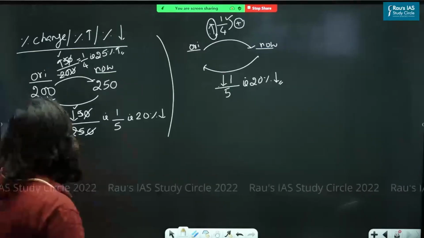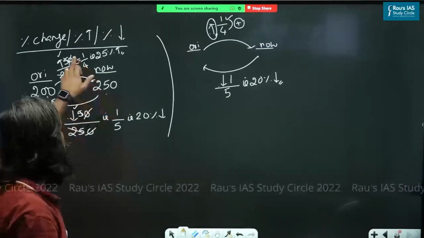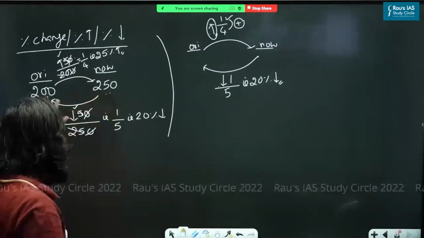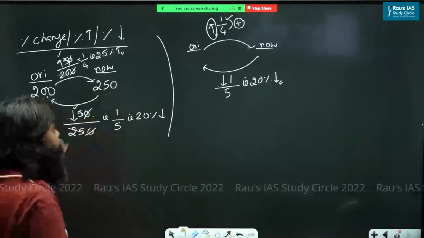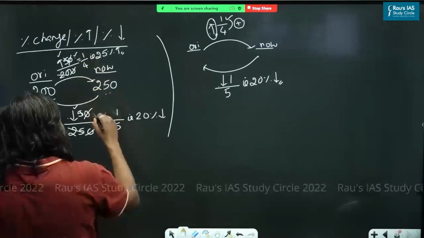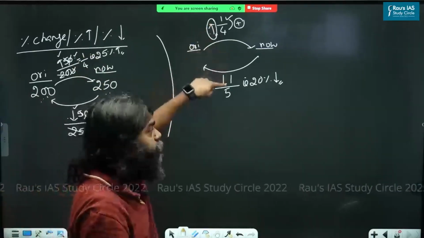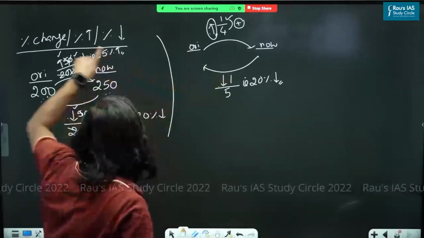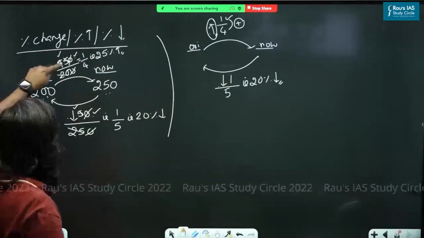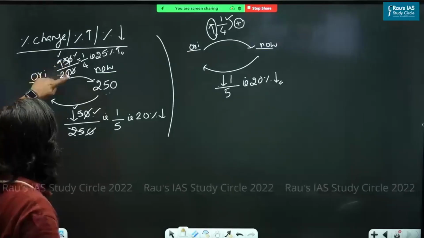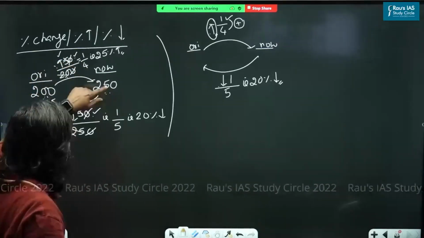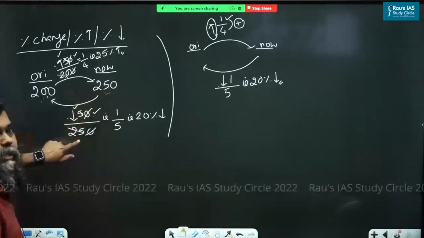What is the difference between 200 and 250? 50 rupees. What is the difference between 250 and 200? Same 50 rupees. That means whatever the numerator, same numerator. Here the reference is increasing. So add numerator and denominator: 50 plus 200, it becomes 250. That is the new value. That is going to be the denominator here.